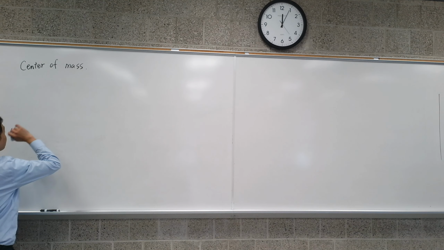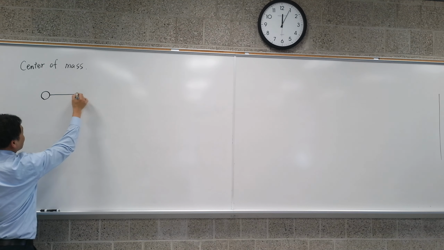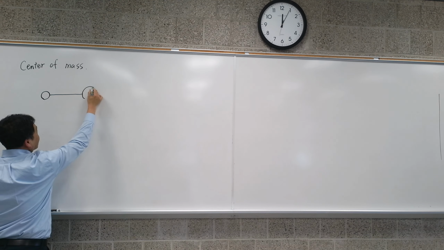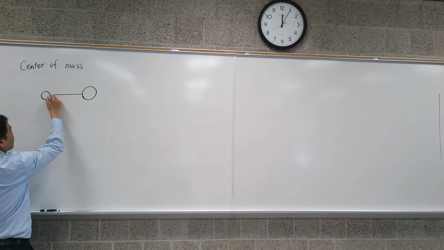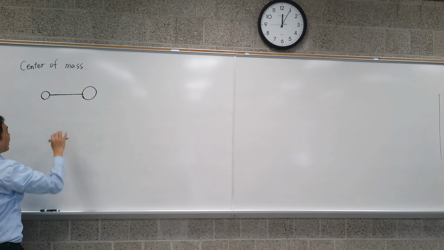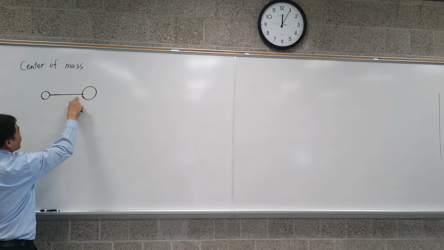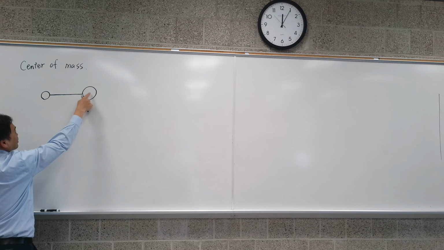Okay, let's see if you still remember the things that you learned in physics 1. Okay, so let's say you have a thin wire that's strong, but it's almost weightless. Okay, so most of the weight is in these two places.